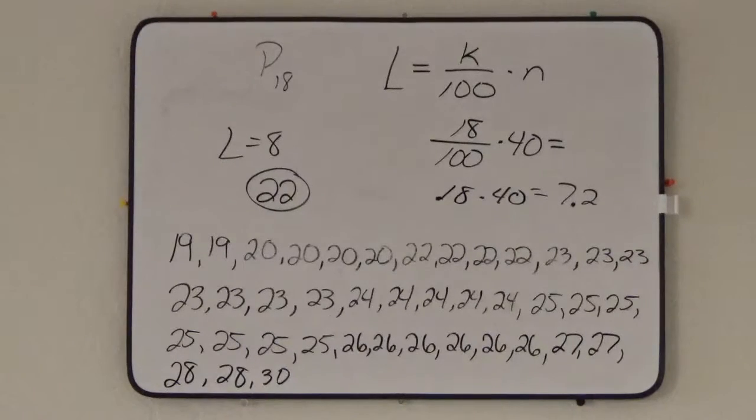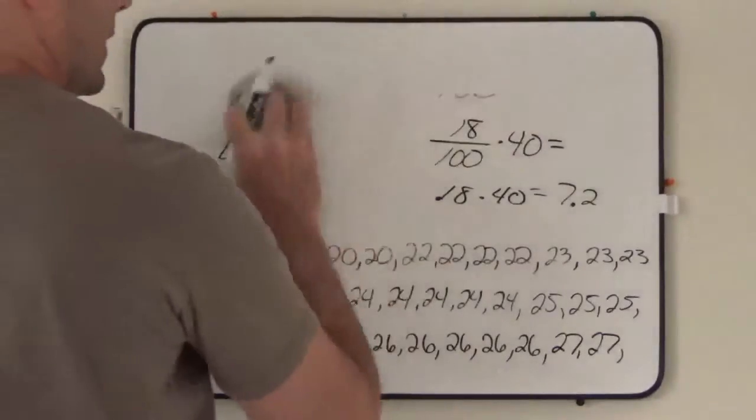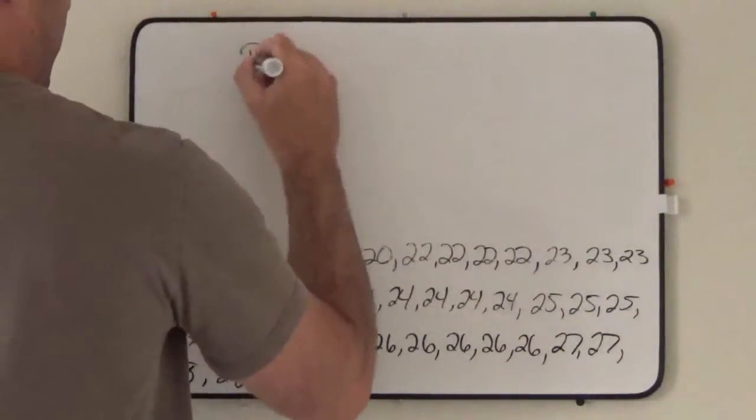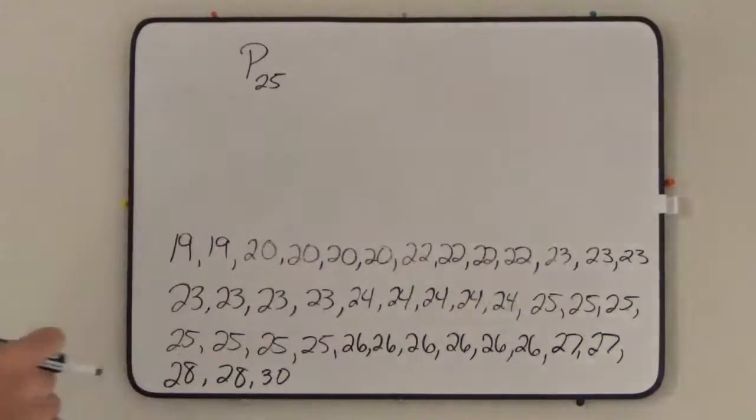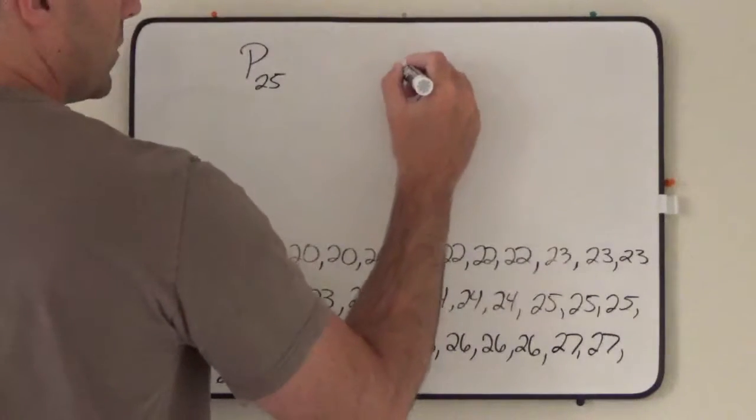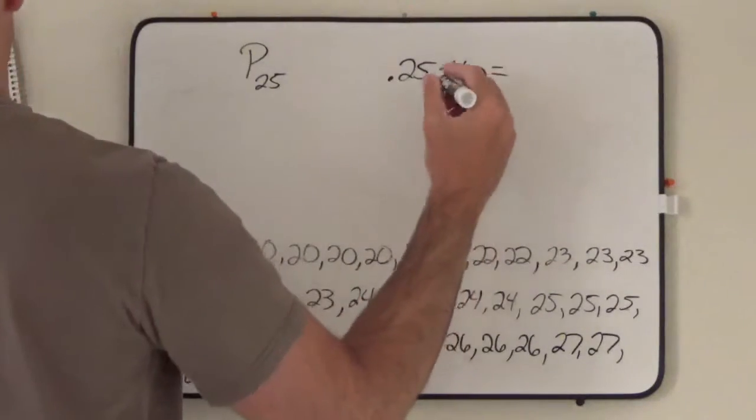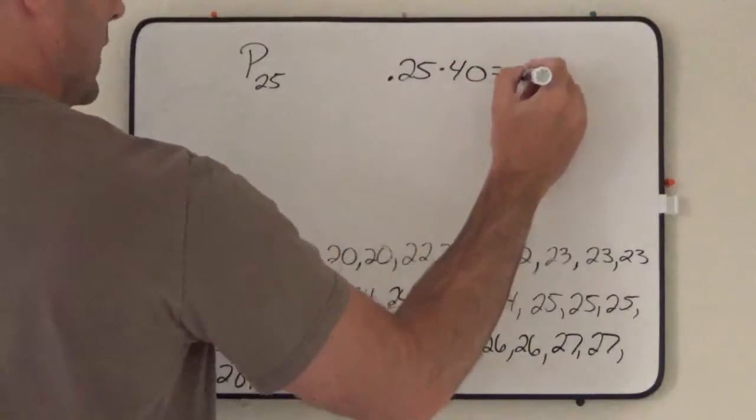Alright, so you guys, I want you to find P25 here. P25. Stop, pause the video, and do that. Okay, what you should have done is placed 25 over 100, or changed it to 0.25, and multiplied it by 40, and the answer you would have gotten is 10.